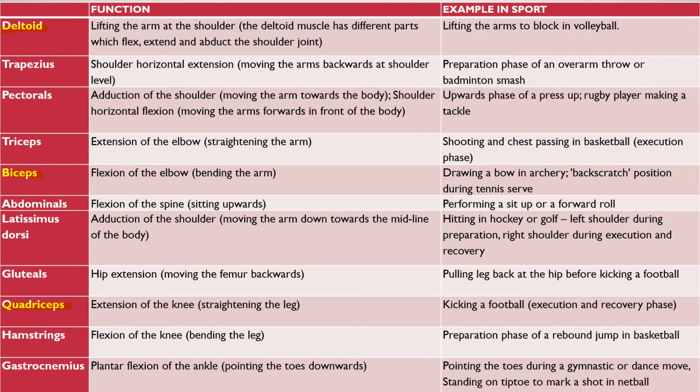And another example I take, the gastrocnemius muscle, which is found on the back of your lower leg, and the function is plantar flexion of the ankle, that is the toes pointing downwards. An example in sport is when you do a gymnastic move or dance move, whereby your toes are pointing downwards, or standing on tiptoe to mark a shot in netball.